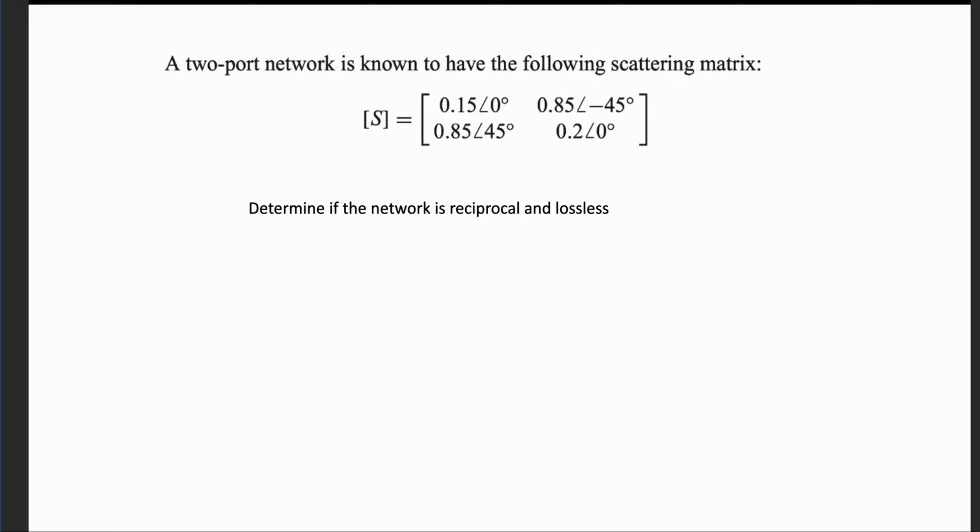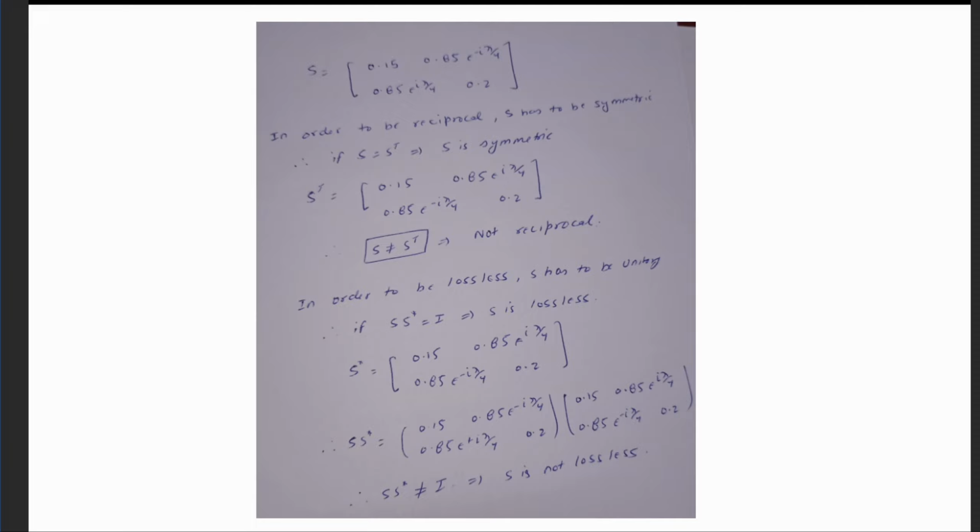No, sir. Here 45 is there, here minus 45 is there. Yes, so these are complex. Non-reciprocal, lossy. This is lossy. Okay, correct. So let's go through the solution.